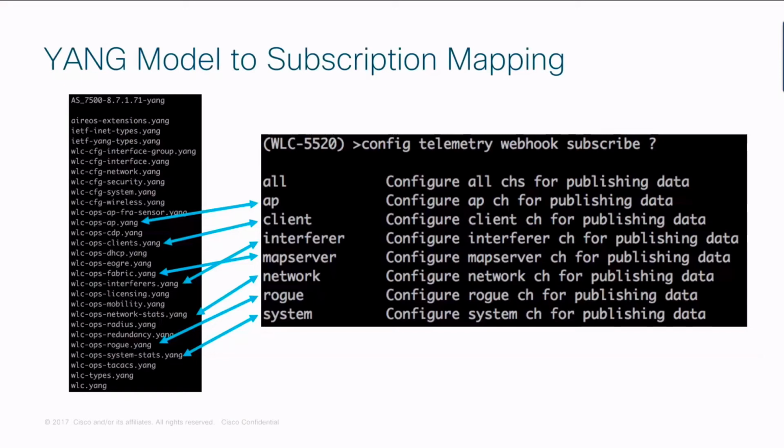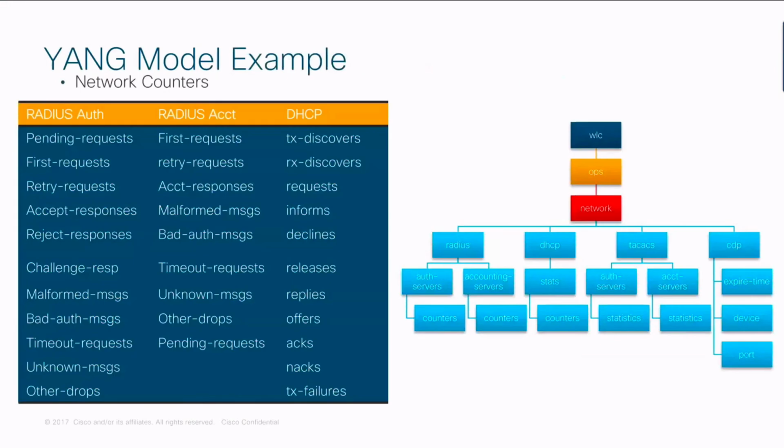And that's what I've done here, where we're actually looking at a WLC ops network model. What we see is the network topic subscription that contains counters and statistics for RADIUS, TACACS, DHCP, and there's even some CDP information in here. With this data, we can build visualizations to see, for example, spikes or dips in the number of RADIUS requests, or we can take a look at the number of DHCP declines that the WLC is processing.